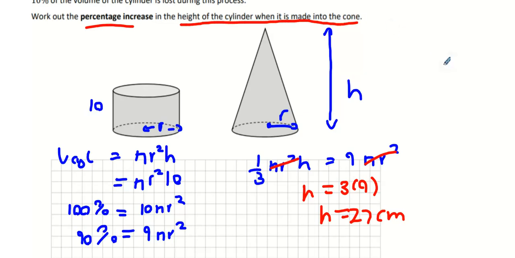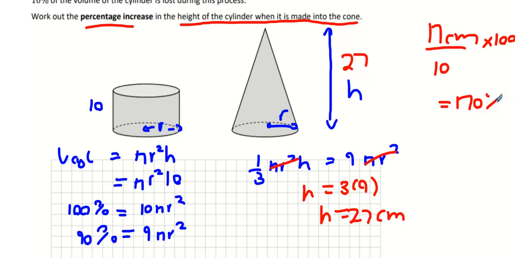Now it's asking me the percentage increase in the height of the cylinder when it's made into a cone. Well, the increase is 17 centimeters because it was 10, now it's 27. Its original size is 10. I need to multiply that by 100, so it's going to be 170%.